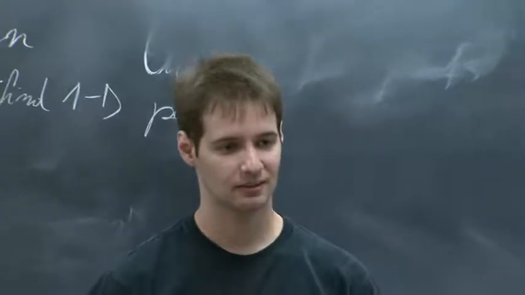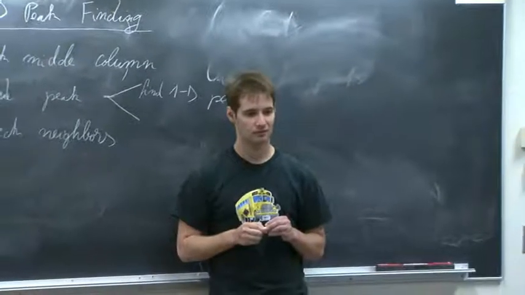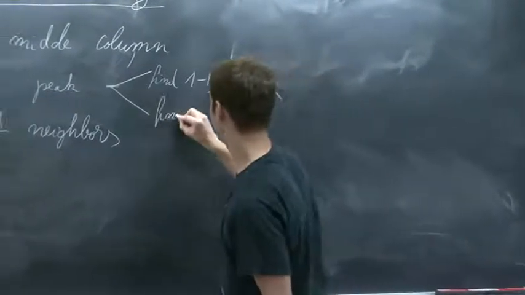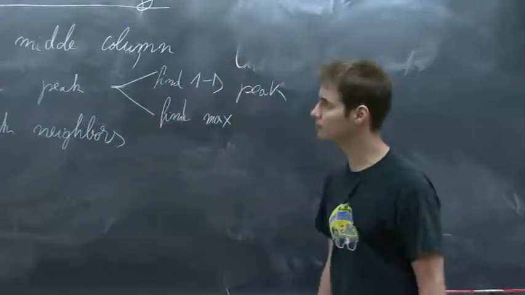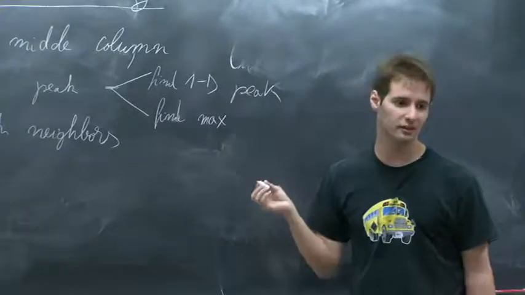Yes? I think the second algorithm was find look through the column for its maximum and then look to either side. Okay. So instead of finding a 1D peak, we're going to find the maximum value. Okay, and this is correct. And let's look at its running time.